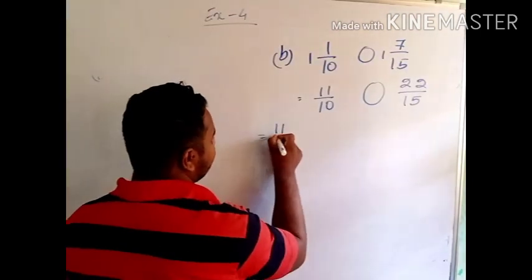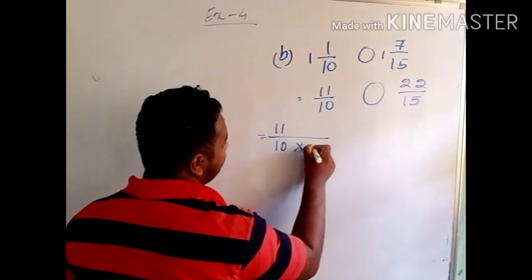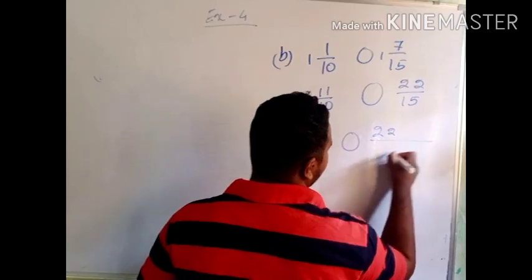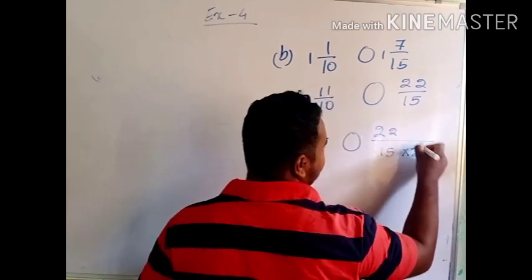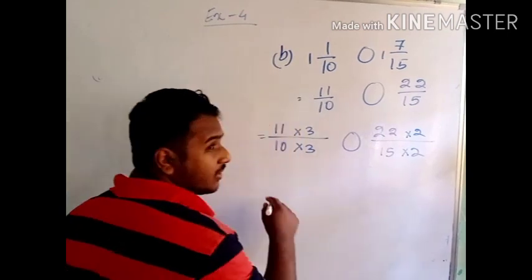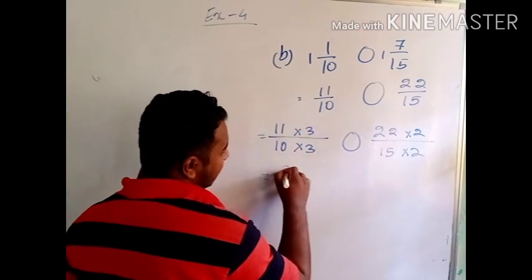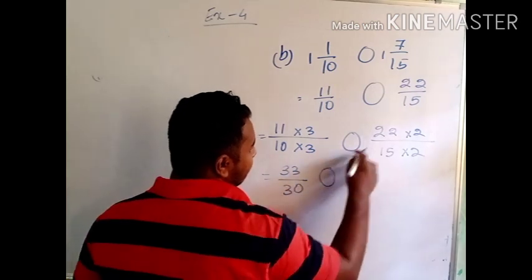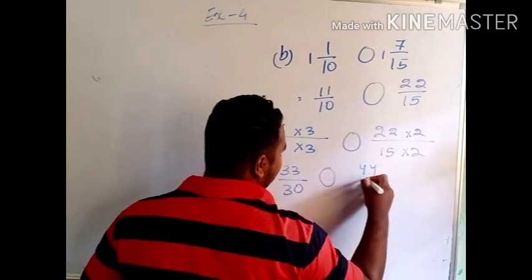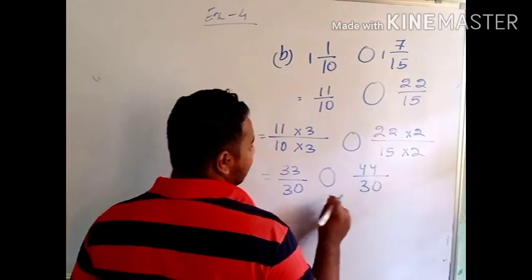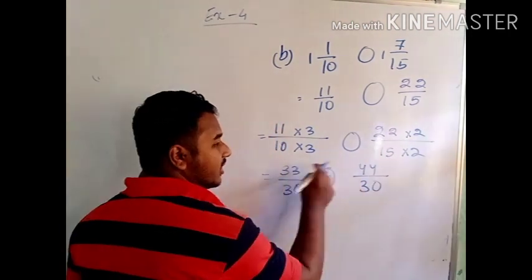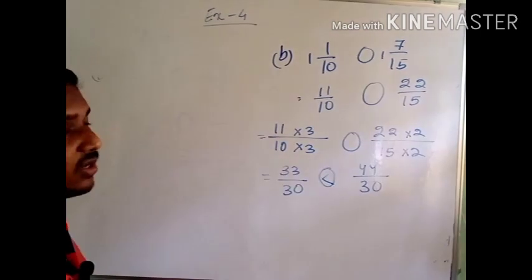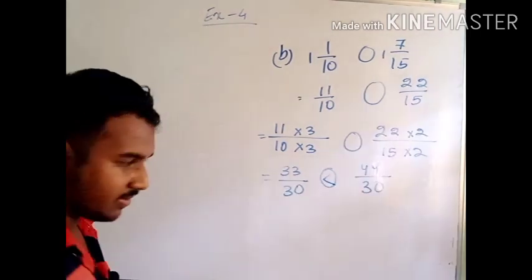Now 11 by 10 into 3 into 3. Similarly 22 by 15. 15 2s are 30, into 2. Understood? Very easy. 11 3s are 33 by 10 3s are 30. 22 2s are 44 by 15 2s are 30. Now see, denominators are same, numerators are different. This one is bigger. So like this you have to do the first number question. Understood?